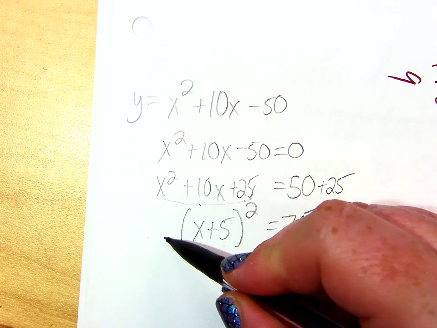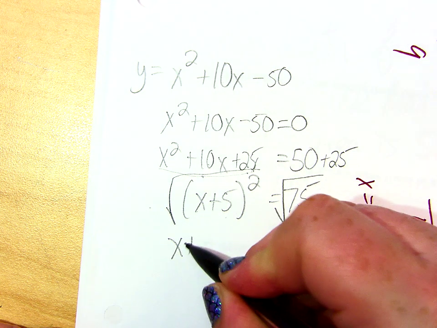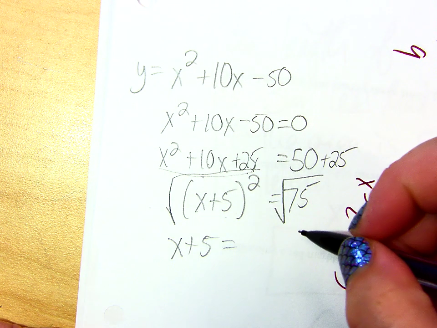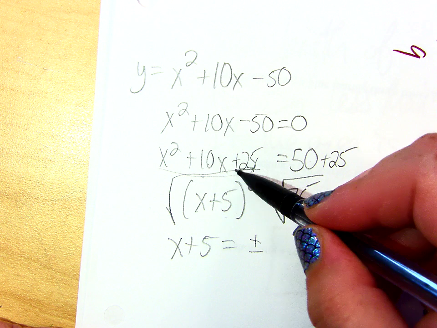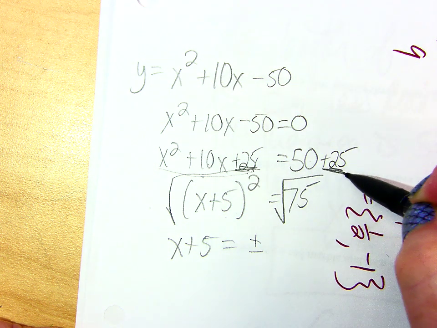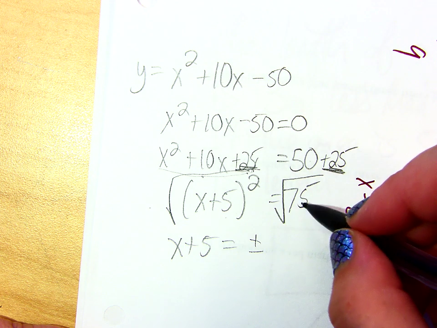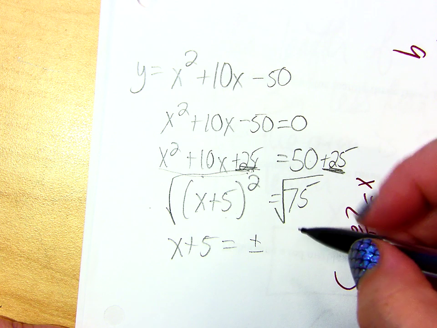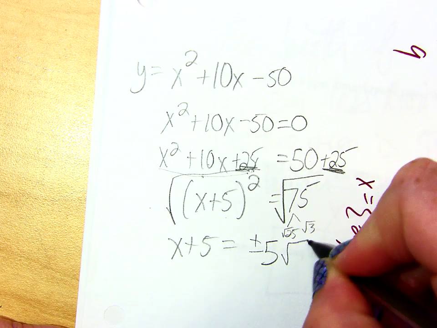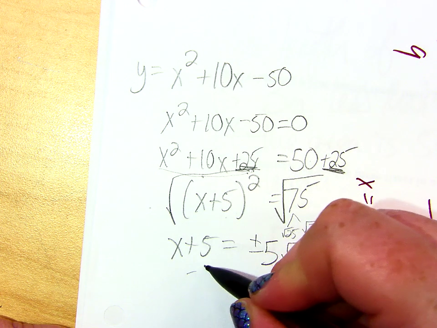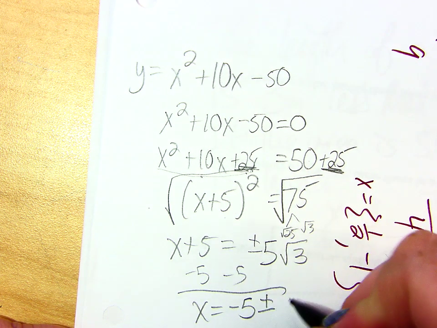From here, I would square root both sides. And I get x plus 5 equals the square root of 75. Why did you add 25 to this? That's that magic number. Remember, you take half of b and you square it. You add to both sides. Anyway, I have the simplified square root of 75: 25 and 3, so it's plus or minus 5 root 3. And all I have to do is subtract the 5 over. Negative 5 plus or minus 5 root 3.